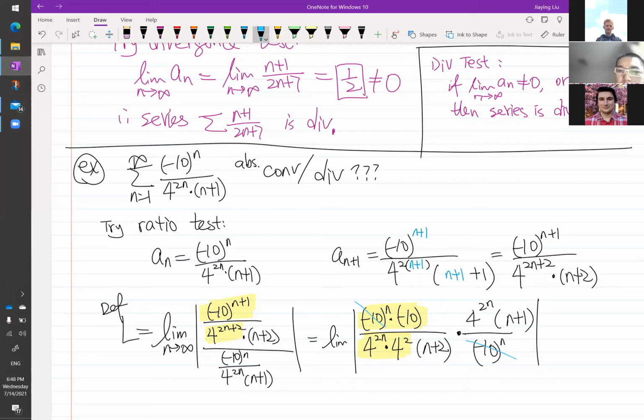So this cancels with negative 10 to the n. 4 to the 2n cancels with 4 to the 2n. I have negative 10, then I have 4 squared. Both are numbers. Then I have n plus 1 and n plus 2.